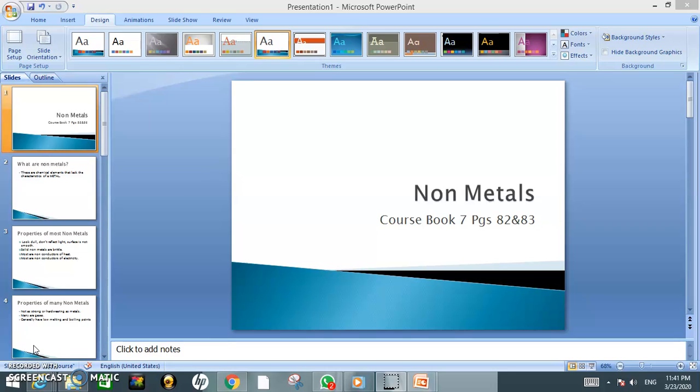Hope you have clearly understood the previous lesson of metals. Today we are going to start off with non-metals. Now, as the word suggests, non-metals are not metals. So obviously, we can understand that their properties are also kind of opposite to metals. Let's understand this topic as we go down the slides.